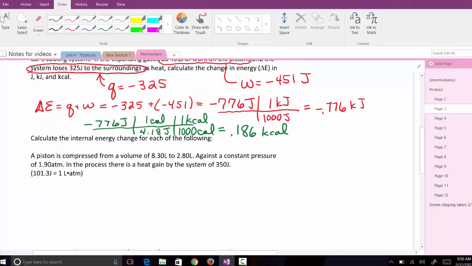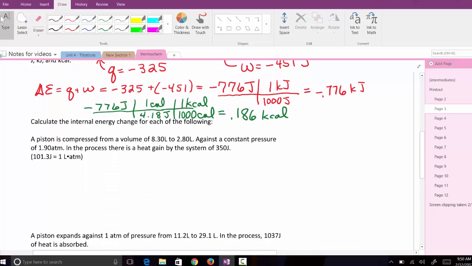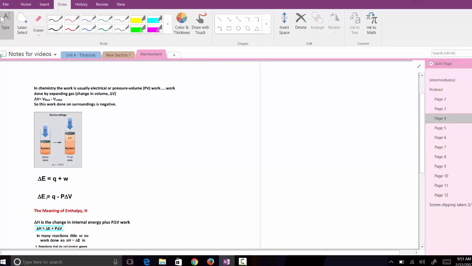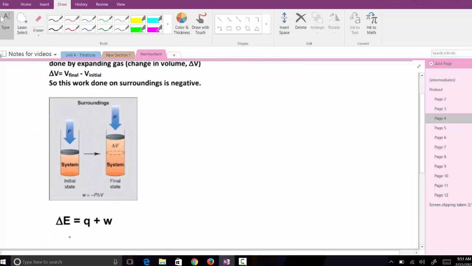Okay, so now in the next one, they're giving me the work done, but they're giving it to me in terms of a pressure and a change in volume. So we're going to jump a little bit down in your notes to where you get to this thing right here, because this is talking about how we calculate work if we're not given it already in joules.